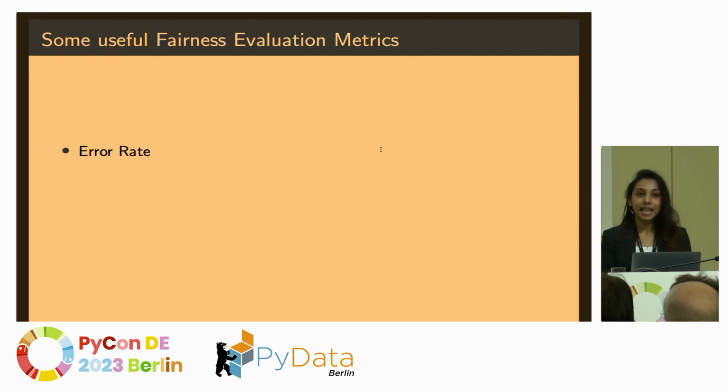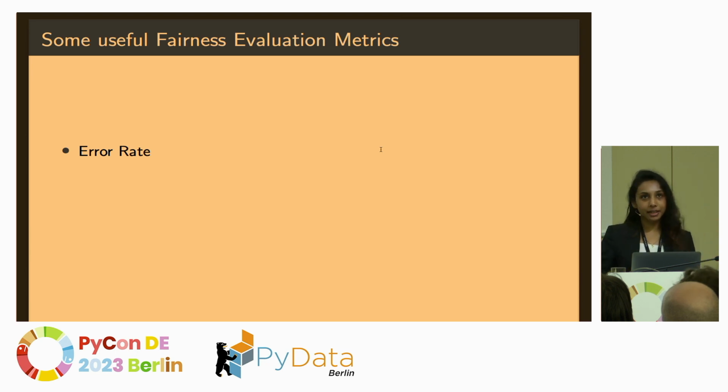Now moving on to some useful fairness evaluation matrices. The first one is error rate. So these are technical terms that you can use to compute the model's fairness. Error rate is the degree of prediction error in your data set. So for all these fairness evaluation matrices that I'm going to mention, you can set a threshold. There is actually a set of accepted values for the same.